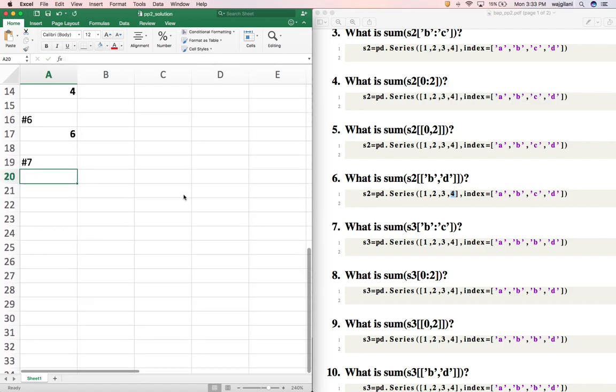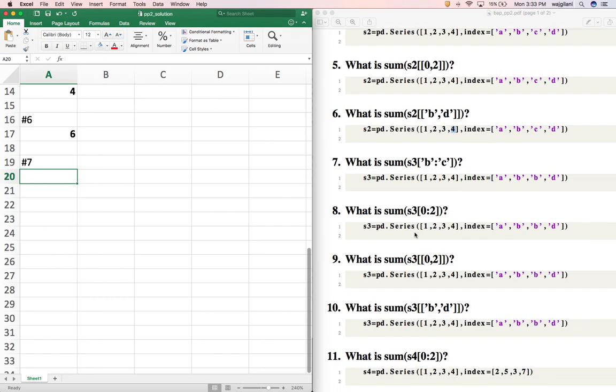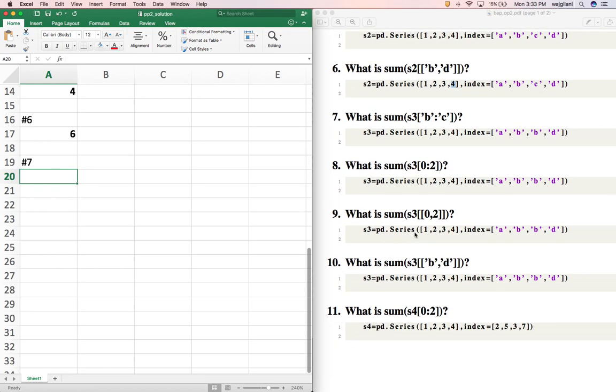Number 7, what is the sum of S3, B colon C now? All right, so here I slightly changed the series because now I changed the index so that it's now A, B, B, D. Now, firstly, notice there are 2 B's in there. This is okay, this is not an error. Indexes do not have to be unique like they do in SQL, in databases. This is why Pandas allows this whole multi-index concept, right?